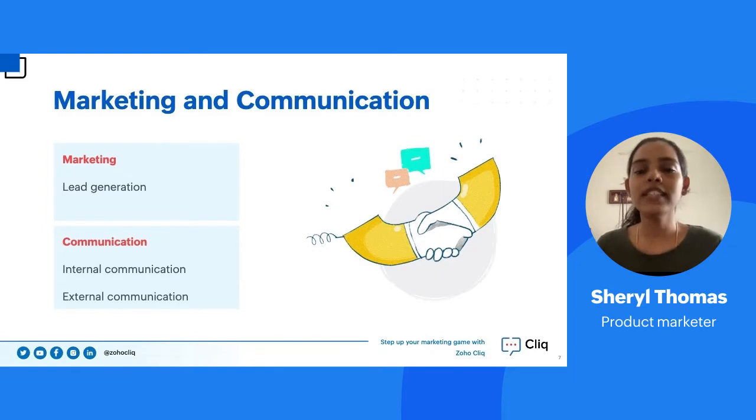To work towards achieving this particular goal of lead generation or any other goal that marketers set, all marketers have to communicate internally within their own teams, across departments, and with various stakeholders in the organization, and also with people outside the organization, so that there are different types of communication involved in a marketing team. And we will be taking a look at this in detail.